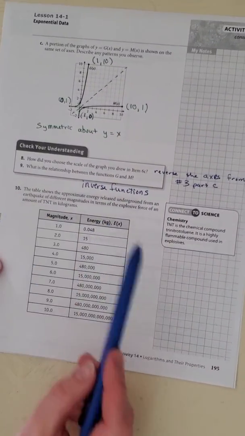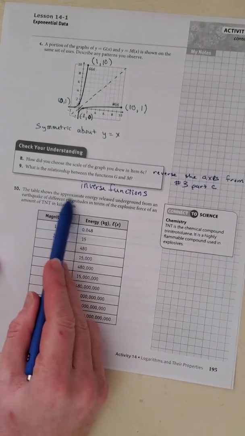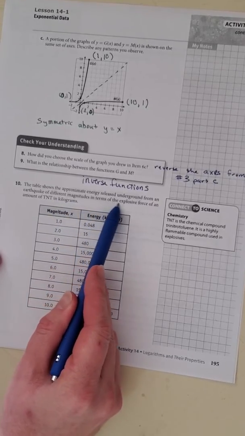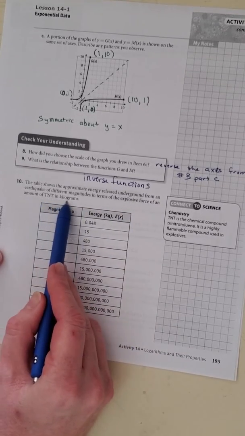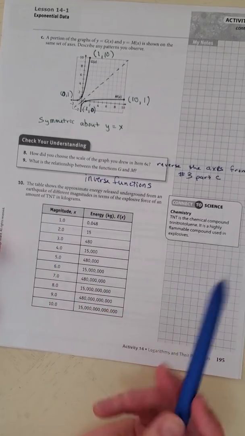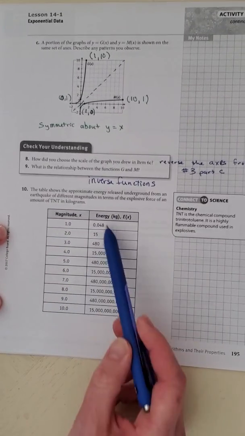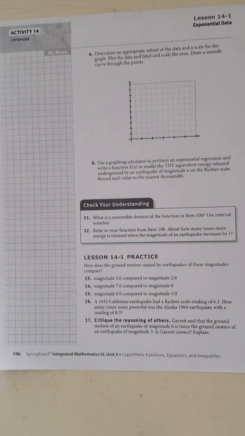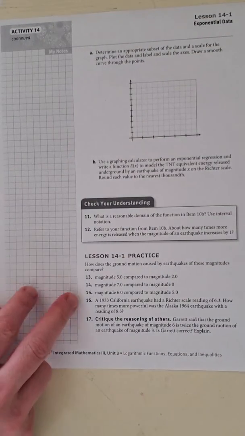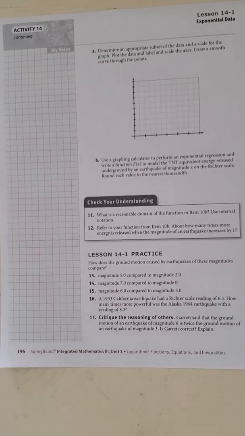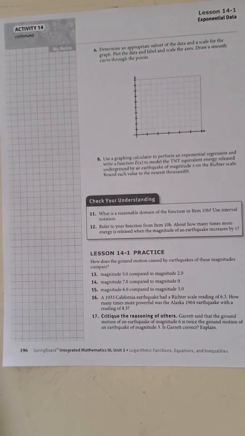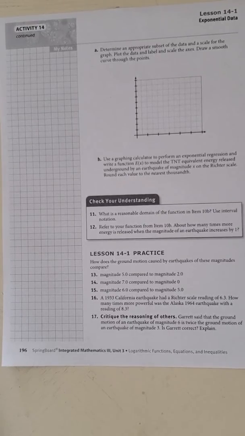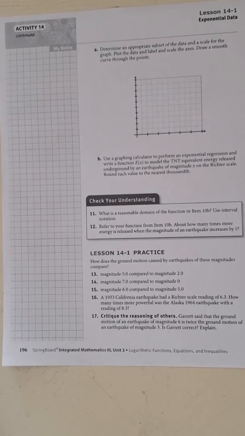All right, so they're giving us a table here, and it says the table shows the approximate energy released from an underground earthquake of different magnitudes in terms of the explosive force of the amount of TNT. So TNT is dynamite. And so the magnitudes versus the energy created are listed here. Let's move on to the question. It says determine an appropriate subset of the data and a scale for the graph. Plot the data and label the axes and the scales. Draw a smooth curve through the points. So that is what you're going to do in your groups.